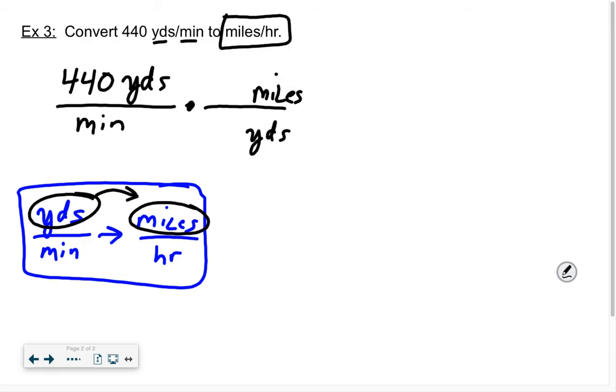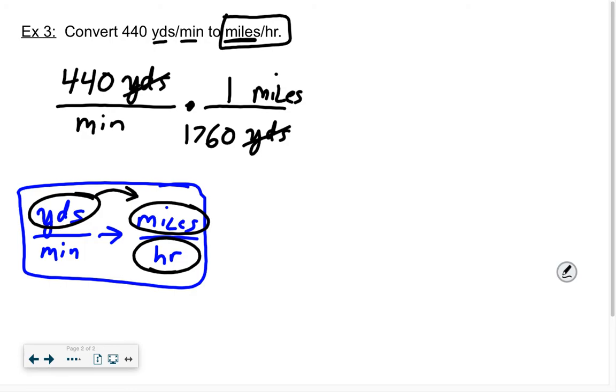Now, the key is knowing how many yards are in a mile. Well, if we know that there's 5,280 feet in a mile, and if we take that 5,280 feet and we divide it by 3 to get it into yards, we know that there are 1,760 yards in 1 mile. So we had to do a little bit of math to come up with that, but we have it now. Okay? Once again, notice our yards labels cancel out. One on top, one down below. So we have this miles here. That's correct. The only thing missing now is this hours.